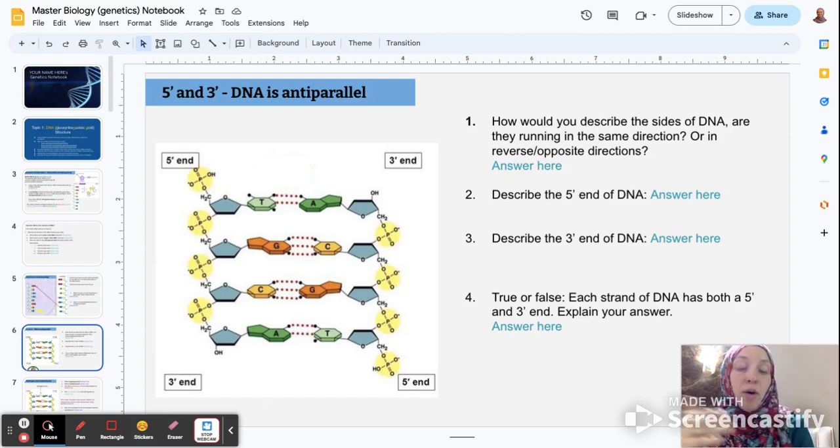Just to revise, why are they called 5' and 3'? Because if we count these carbon atoms, carbon 1, 2, 3, 4, 5, we can see that the phosphate is attached to the 5th carbon, so it's the 5' end. And if we start back here, 1, 2, 3, the phosphate is attached to the 3rd carbon, so this is the 3' end. Okay?